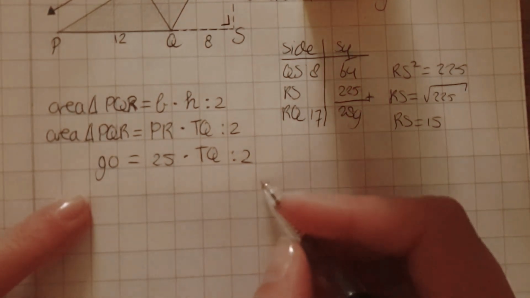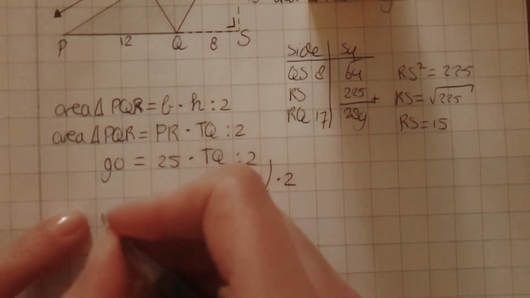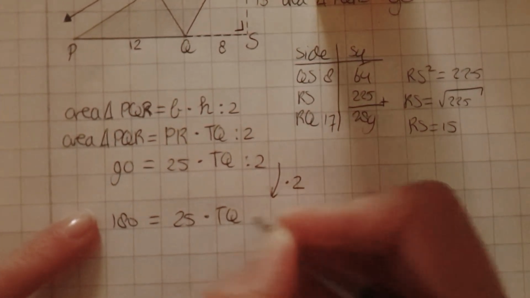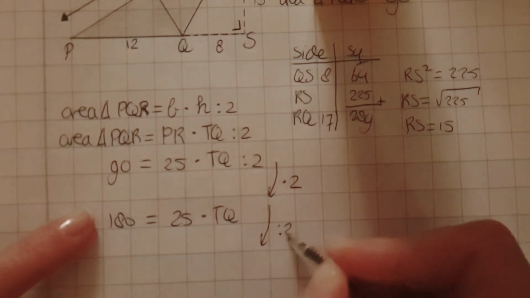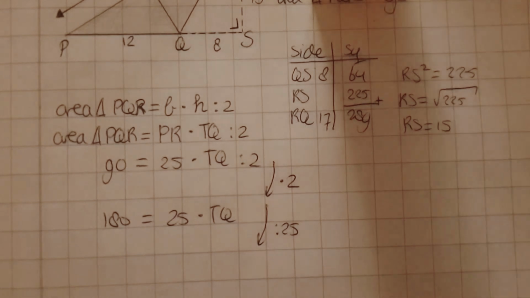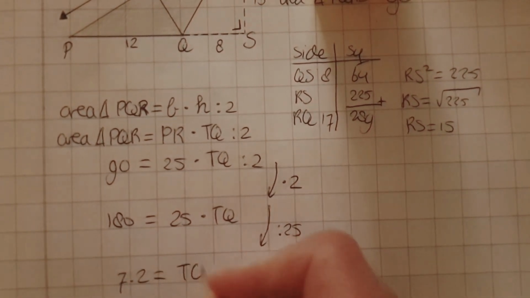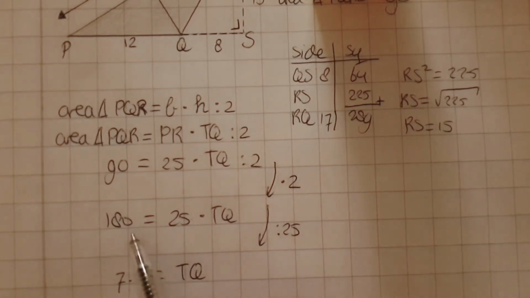Now, let's do this. It's the balance method. First of all, I'm going to do times 2 on both sides. So that's 180. And then I'm going to do divided by 25 on both sides. And that's 7.2. So divided by 25 here, then it's gone, so you only have TQ. Divided by 25 here is 7.2.